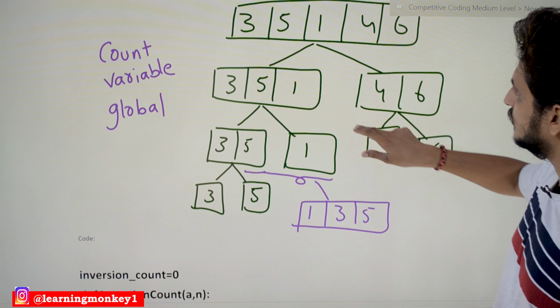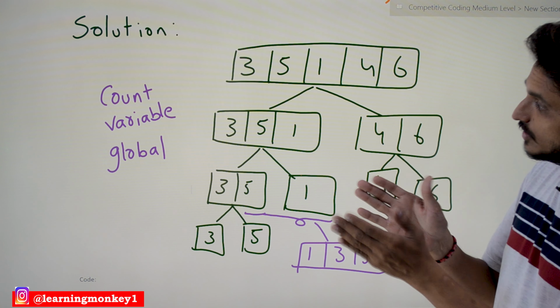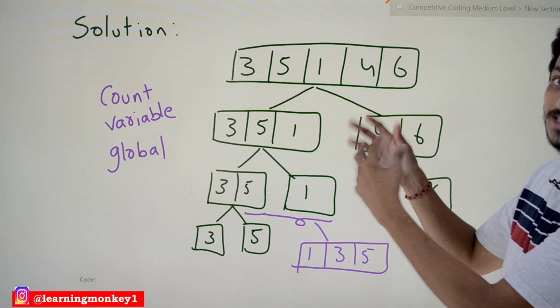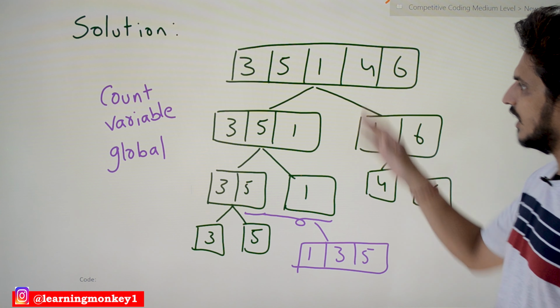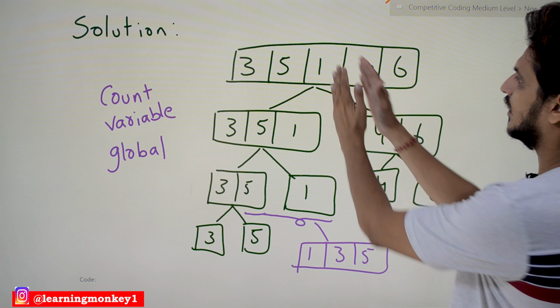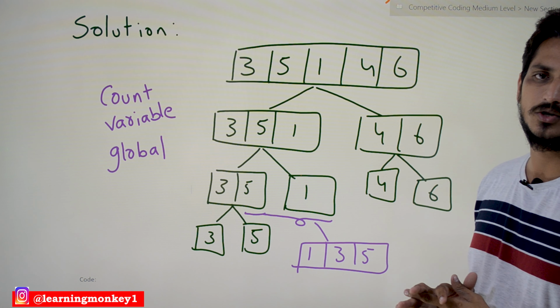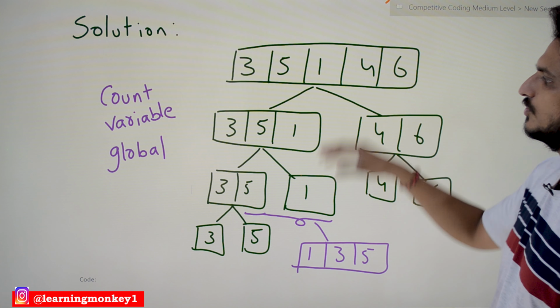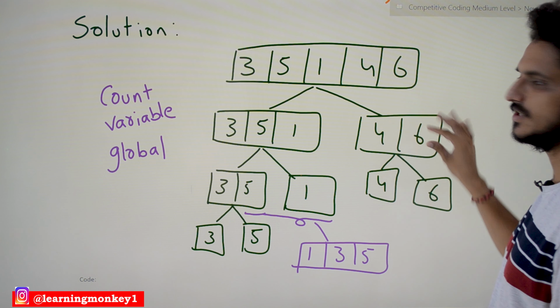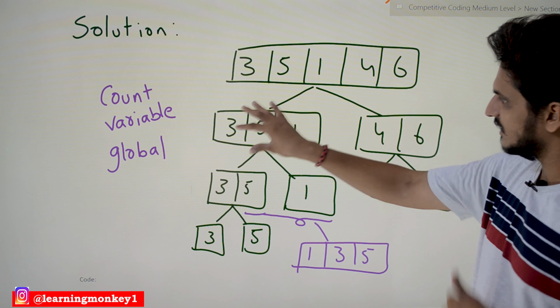Let's try to understand how we incorporate this new logic when executing the merge sort. How does merge sort execute? We divide the elements into two parts. 3, 5, 1 is one partition, and this is another partition. 3, 5, 1 is again divided into two partitions: 3, 5 and 1. Then 3, 5 is again divided into two partitions: 3 and 5.